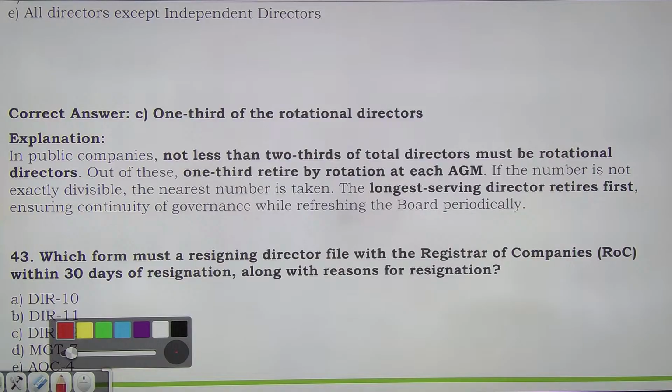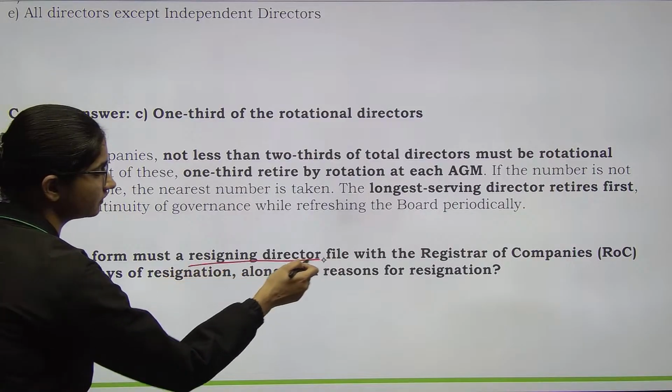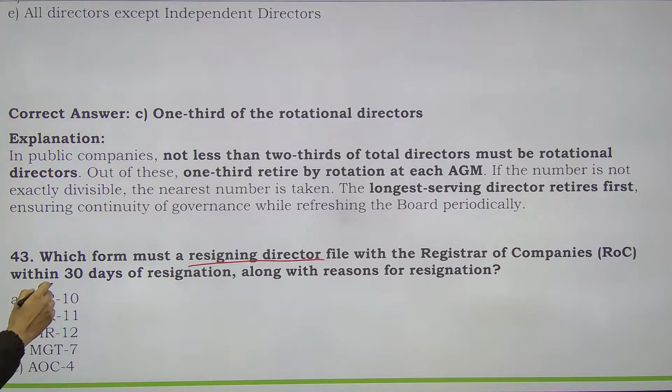Which form must a resigning director file with the ROC within 30 days of resignation along with reasons for resignation? Okay, so which form number do you have to find? You have to file with the ROC as a director in case you are resigning. Okay, please let me know the answer to this question.